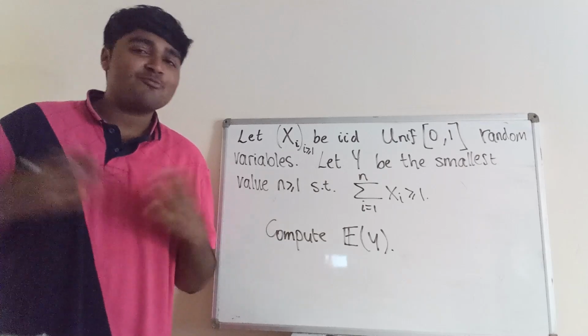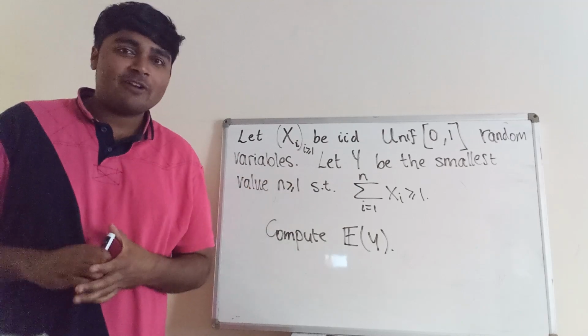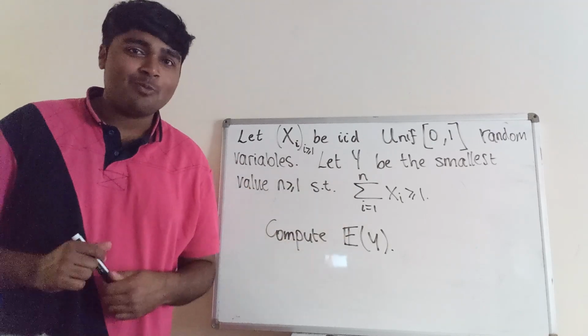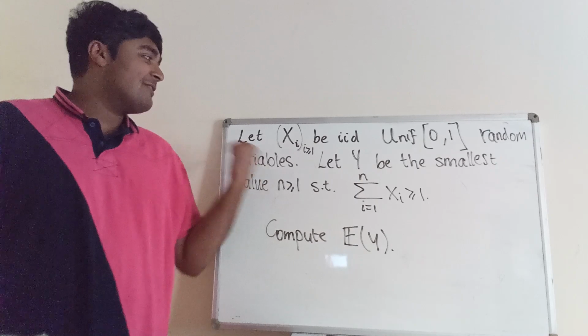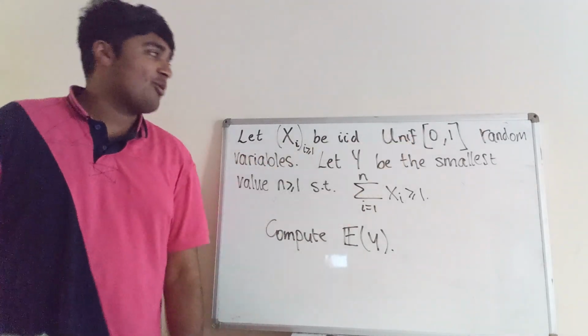I've got a fun problem from probability for you. This is all to do with expectation, and as we'll see, one of maths' favourite constants will pop up in the solution. So we have Xi being a sequence of IID uniform 0, 1 random variables.